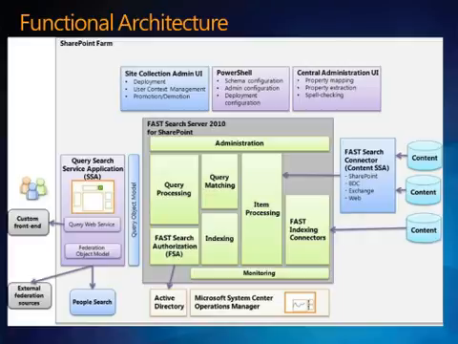The FAST Content SSA includes an indexing connector that can crawl content from SharePoint farms, internal and external web servers, Exchange public folders, line of business data, and file shares. FAST Search Server 2010 for SharePoint provides a set of additional indexing connectors for advanced content retrieval use cases. The SharePoint Central Administration and Site Collection user interfaces provide the administrative interfaces for managing the FAST Search Server 2010 for SharePoint deployment and features.